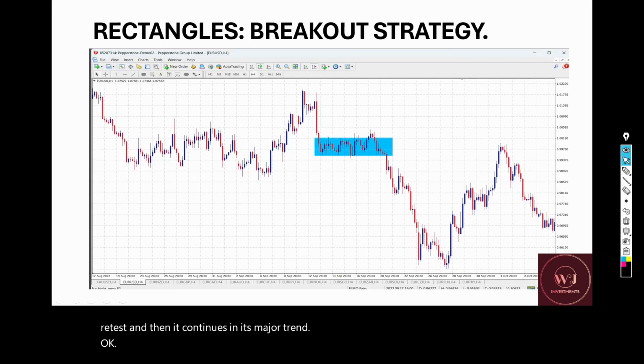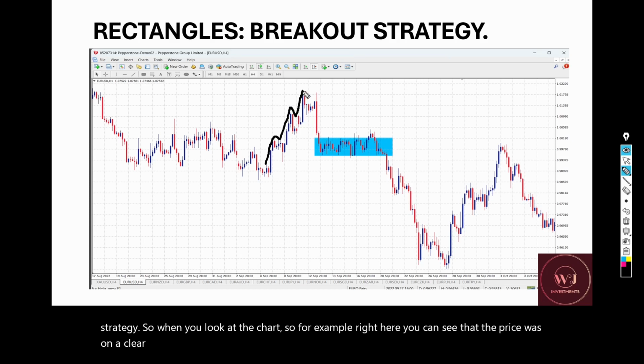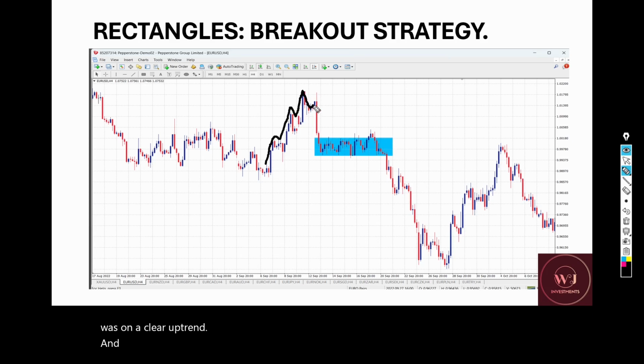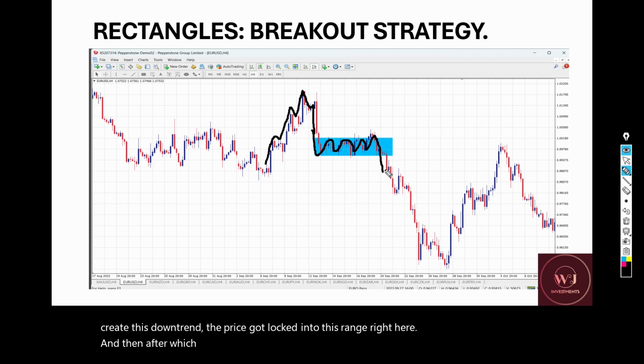So when you look at this screen, we are going to be looking at how to trade the breakout strategy. When you look at the chart, for example right here, you can see that the price was on a clear uptrend. Then after some time, it came to break down to create a downtrend. When it tried to create this downtrend, the price got locked into this range right here, and then it broke through. It never came back to retest that level, but it just continued.